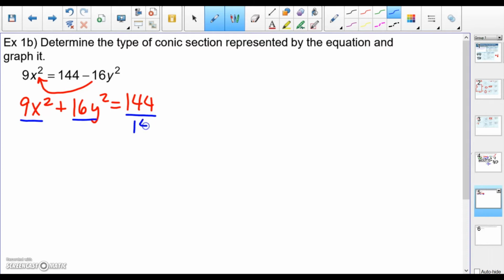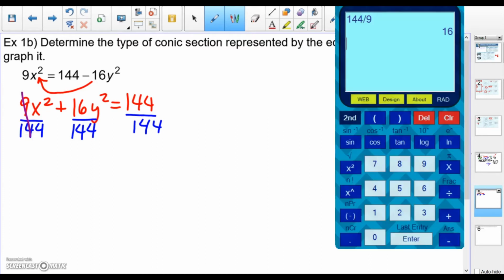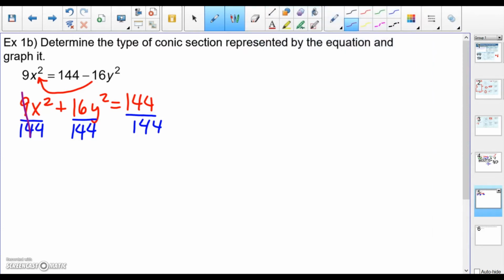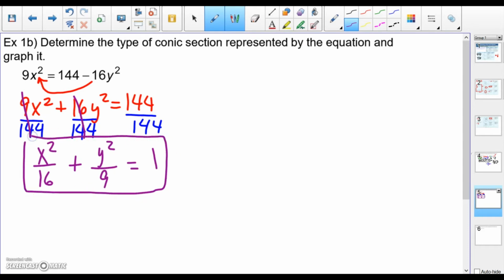So in order to do that, I'm going to divide by 144. We have to simplify or reduce a fraction, and that involves saying how many times does 9 go into 144. 9 goes into 144 16 times. So that fraction would reduce to x squared over 16. Likewise, 16 goes into 144 9 times. And of course, 144 over 144 is 1. We would see that equation and we should immediately recognize that that's an ellipse.